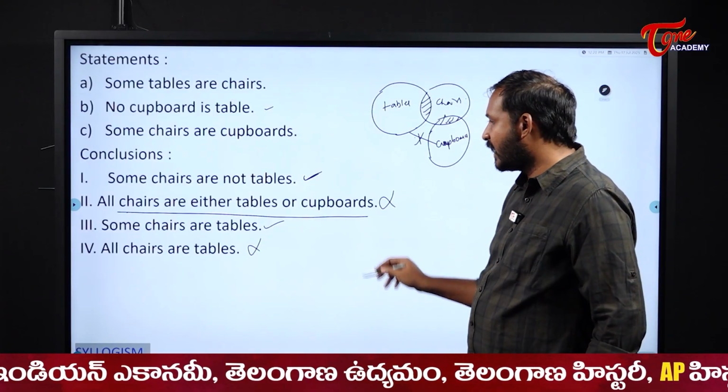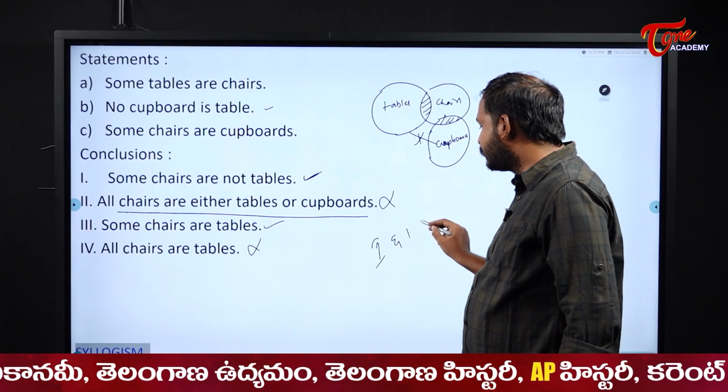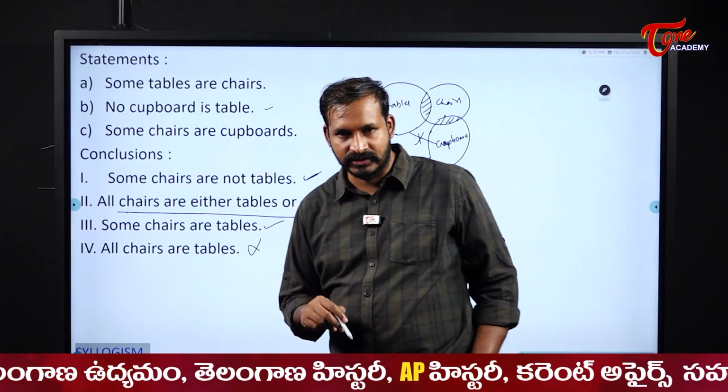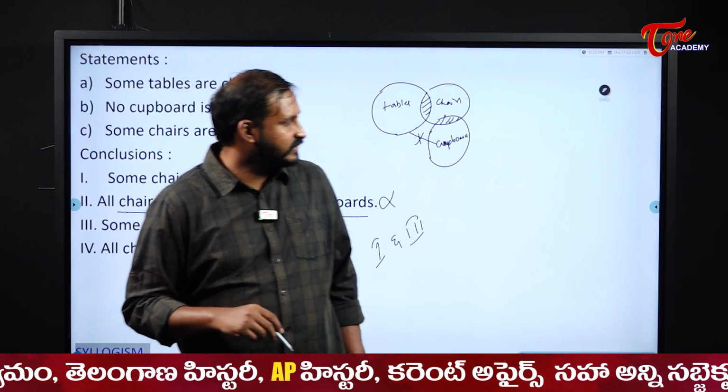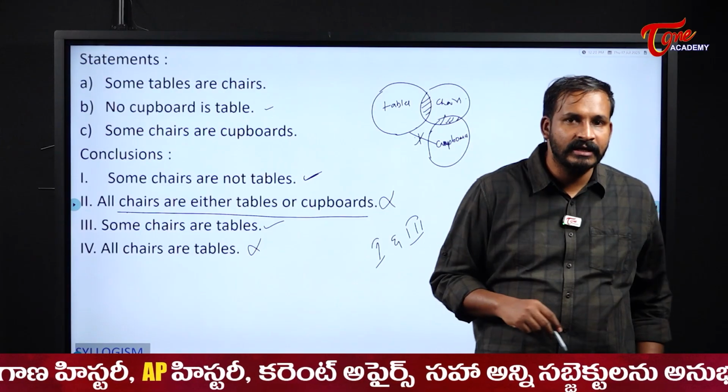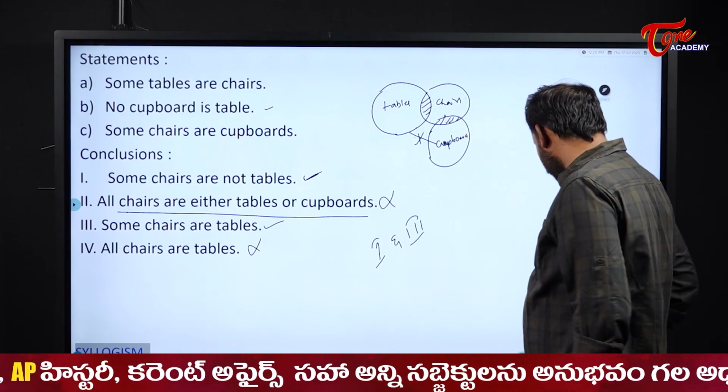So here my answer will become 1 and 3 follows. Why? Because there is some other area which doesn't follow this one. Okay, right? Now solve the next one.